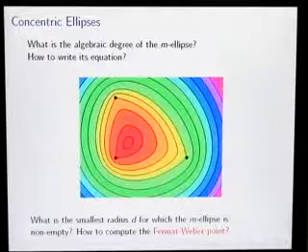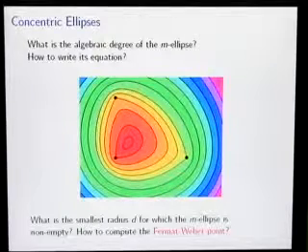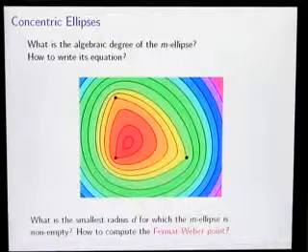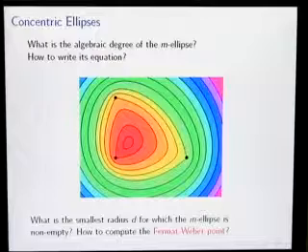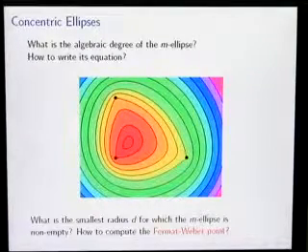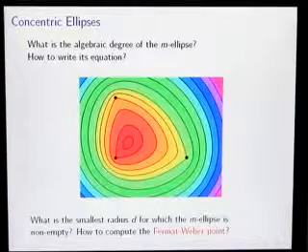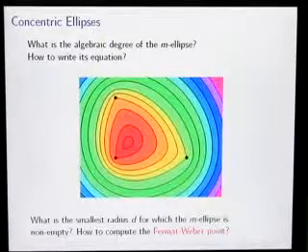And here are a couple of questions. So the first question I asked already: what is the algebraic degree of the m-ellipse? What is the degree of the unique, up to scaling, irreducible polynomial that vanishes on this curve? And how do you write down its equation? Is there a convenient way of writing the equation of this polynomial?